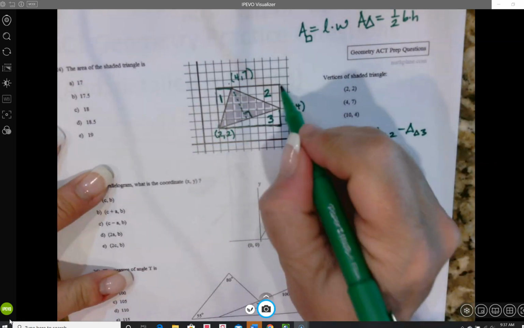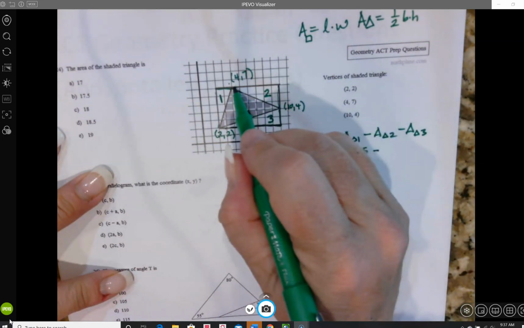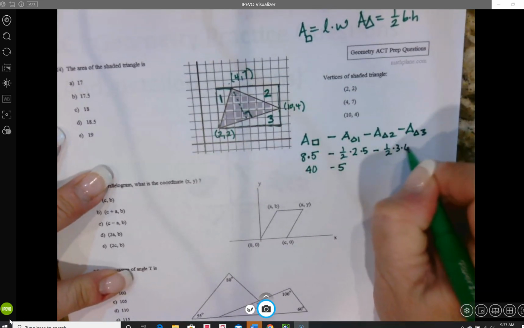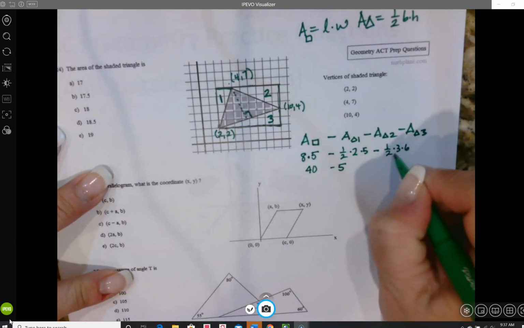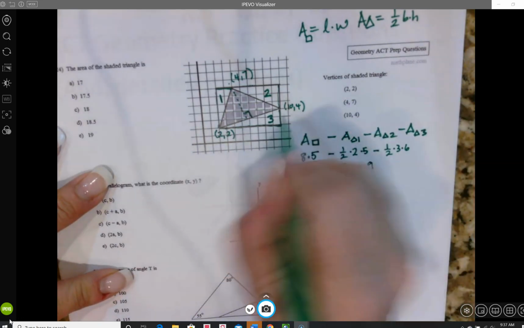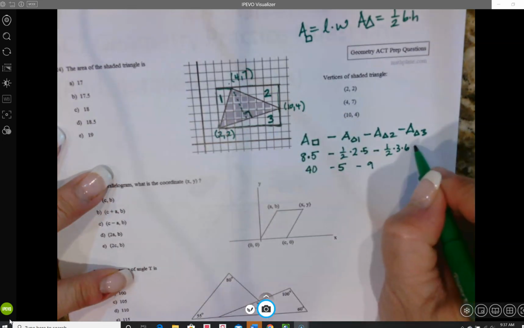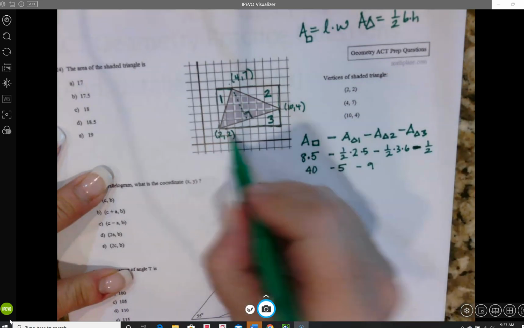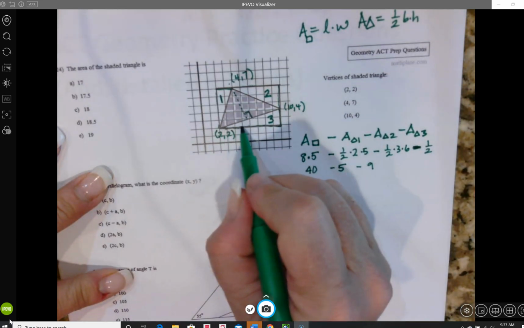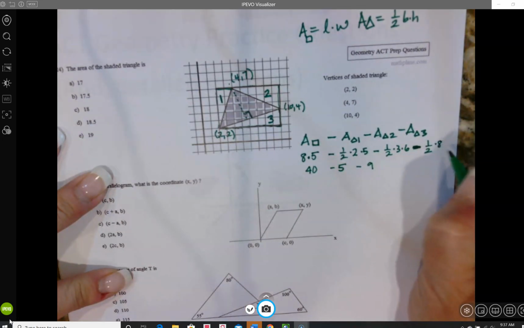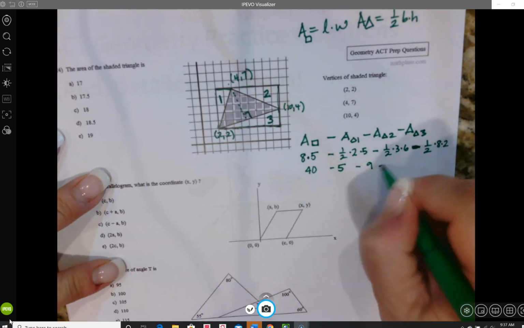My second triangle, my height is 3, and my base is 6. So I'm going to go 1/2 times 3 times 6, is 1/2 of 18, is 9. And then triangle 3 has a height of 2. So, wait, minus 1/2. The base is 1, 2, 3, 4, 5, 6, 7, 8, same as the rectangle. 1/2 times 8 times 2. So 8 times 2 is 16, half of that is 8.